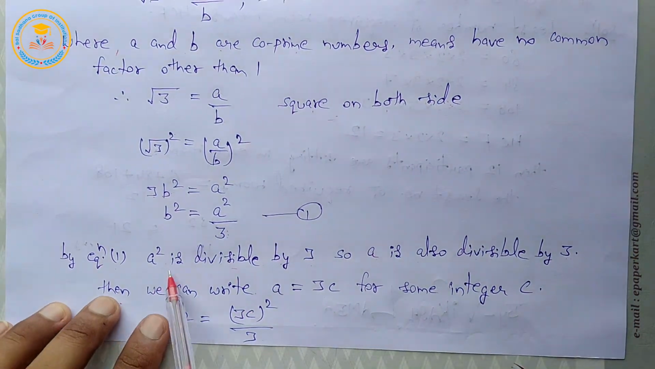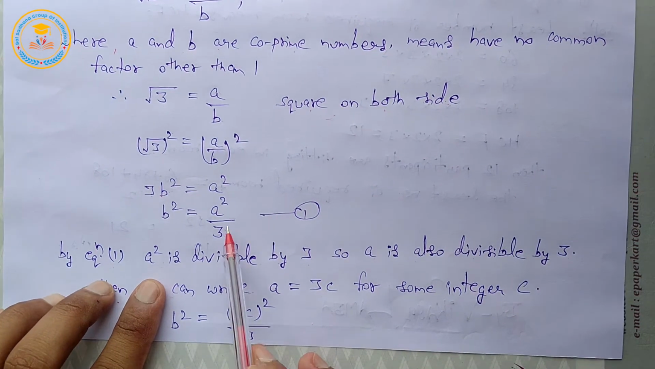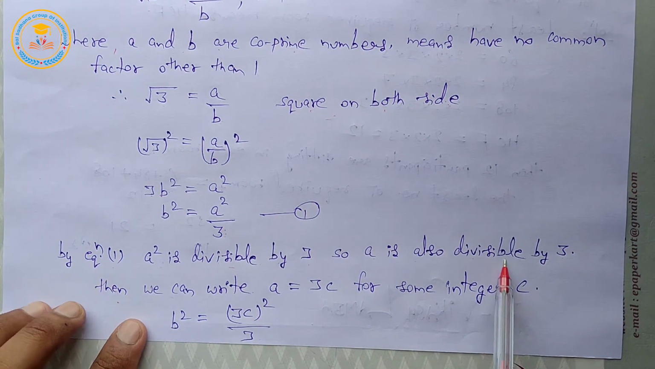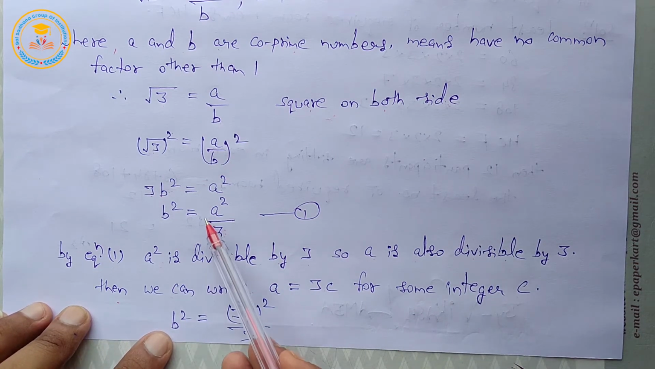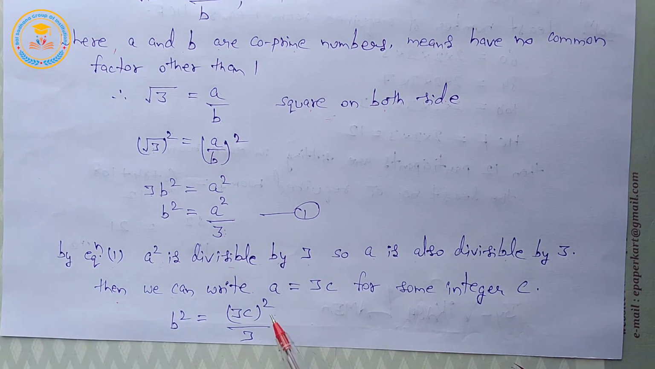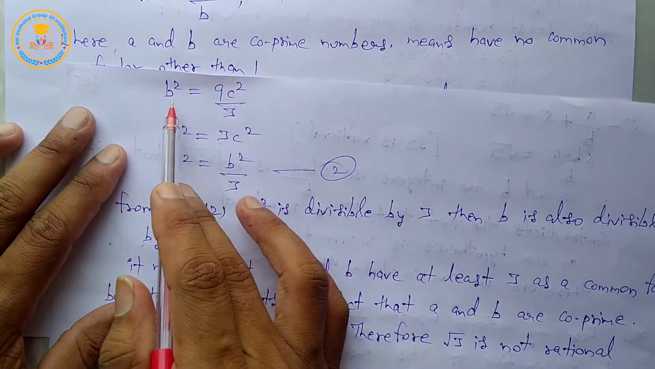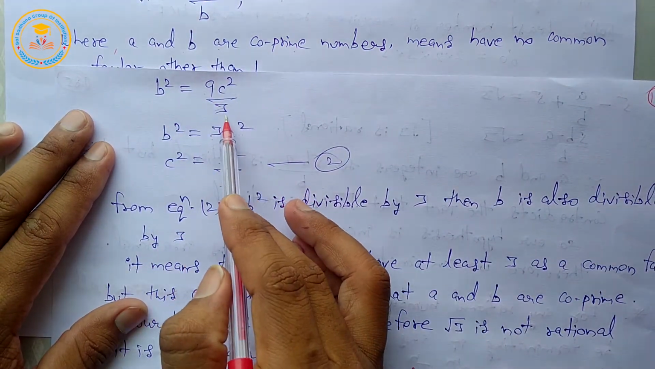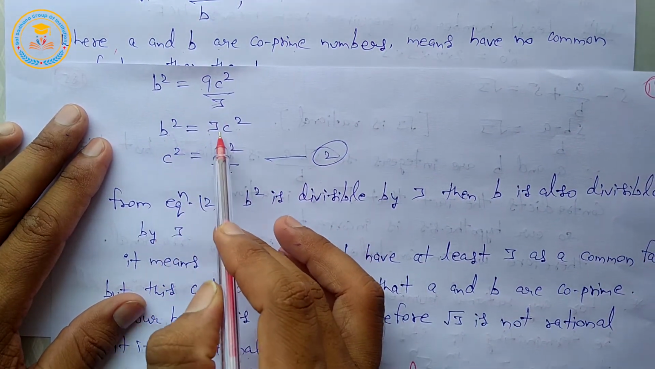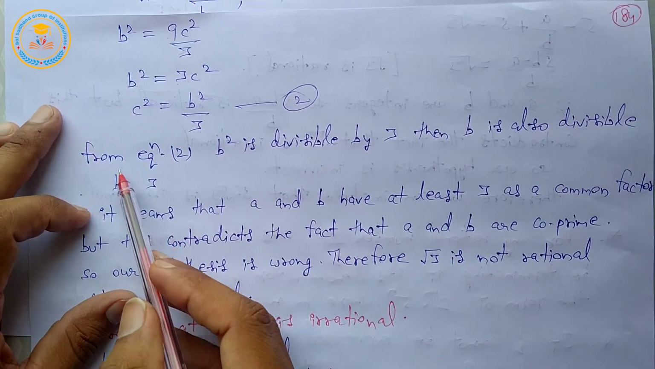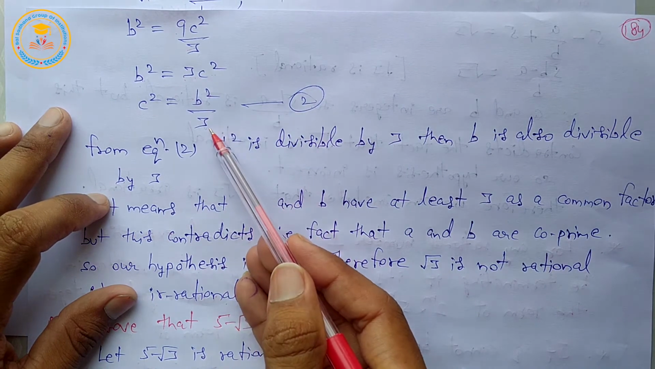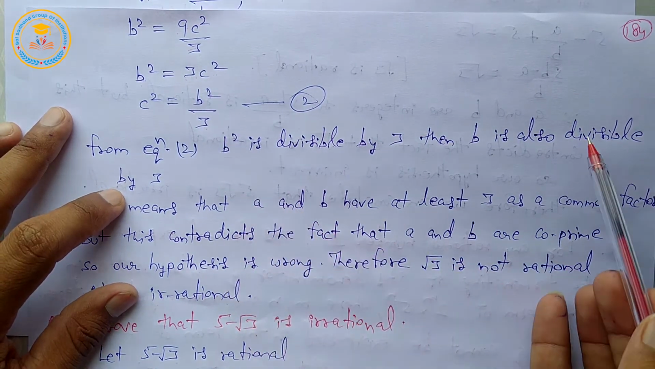Now a square is divisible by 3, so a is also divisible by 3. Then we can write a equal to 3c, where c is another integer. Put it in the first equation: b square equals 9c square divided by 3, so b square equals 3c square. From this equation, b square is divisible by 3, so b is also divisible by 3.